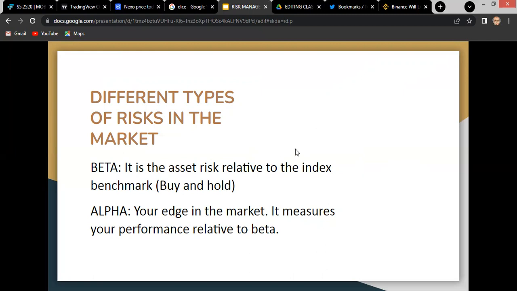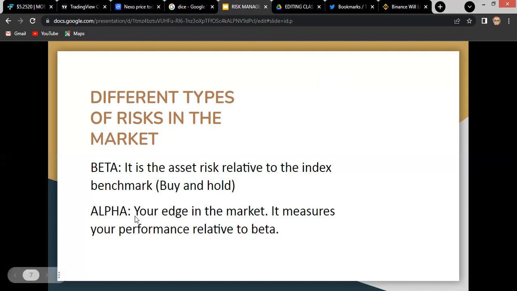So for the fact that it can move positively by 10%, it also means that it can equally drop negatively by 10%. It can move up by 10%. It can as well drop by 10%. So that risk you're taking by buying and holding, knowing that it can either go up or drop, is called a beta risk.